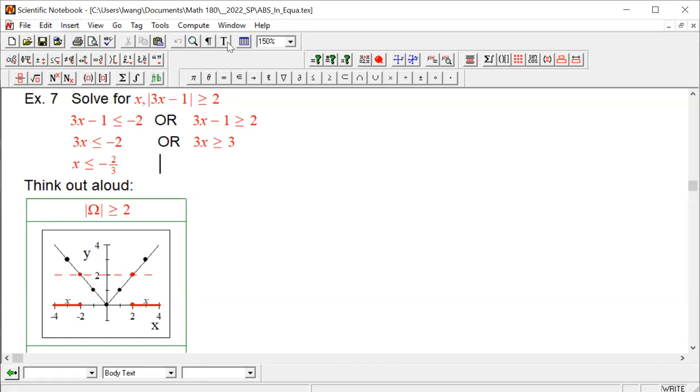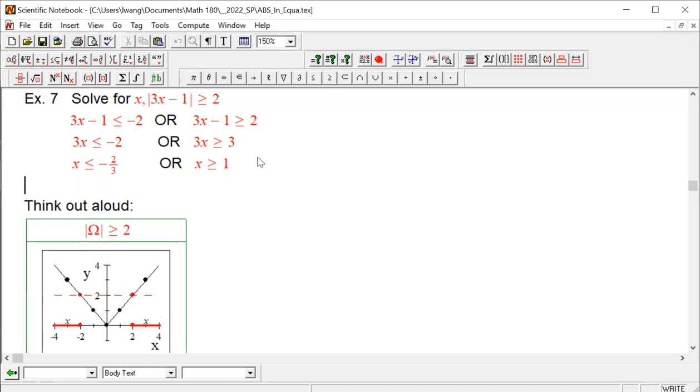I intentionally chose these numbers. Sometimes you encounter fractions. I know you guys love fractions, don't you? So you got it. On this side x is larger than or equal to 1. And that's our solution. You're done. So all you have to show is this piece of work.